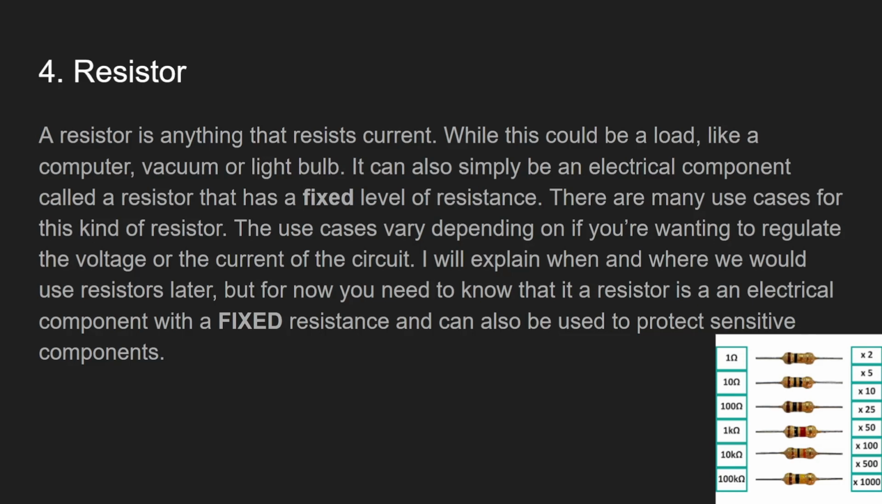While this could be a load, like a computer, vacuum, or light bulb, it can also simply be an electrical component called a resistor, which has a fixed level of resistance. There are many use cases for this kind of resistor. The use cases vary depending on if you're wanting to regulate the voltage or the current of the circuit. I'll explain when and where we would use resistors later, but for now, you need to know that a resistor is an electrical component with a fixed resistance and can also be used to protect sensitive components.